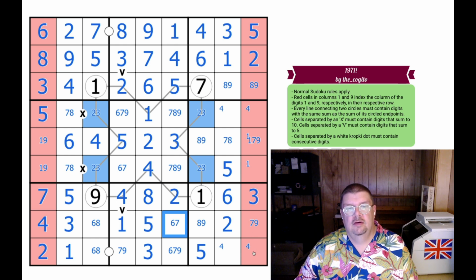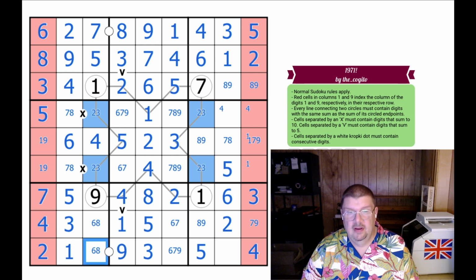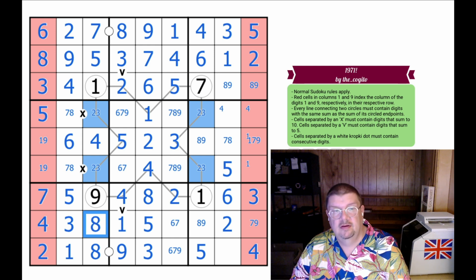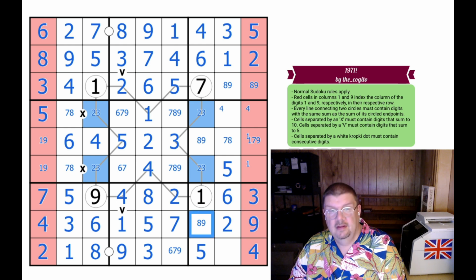That's the high digit. This must be the middly digit. It can't be 5 or 6. So that is a 4. So that 4 indexes the 9 to there. So that is 8. That is 6. That is 7, making that 9. There we go. And that is 8.